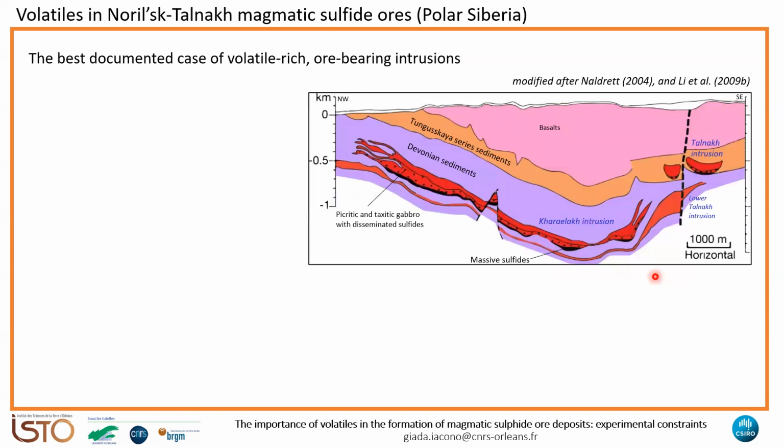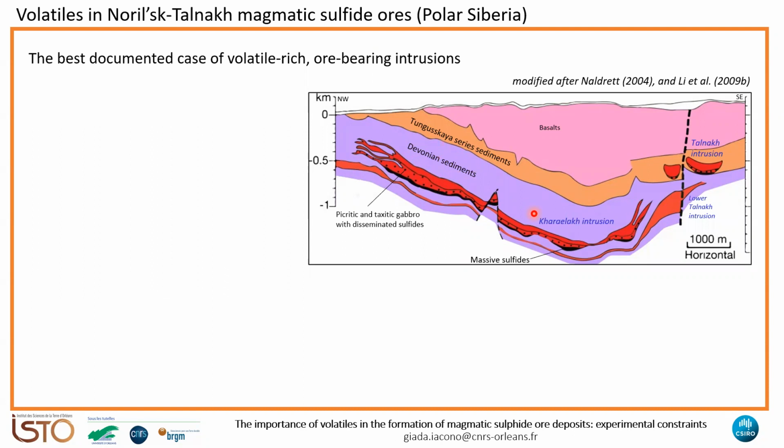The best documented case of volatile-bearing intrusions is the Norilsk-Talnakh intrusion in polar Siberia. They are emplaced within coal-bearing sediments of the Tunguska series, or otherwise within Devonian argillites. And the interaction of the magma with these organic matter-rich rocks produces abundant fluids that are coexisting with the magma. Just after me, Steve will speak about this intrusion in much more detail.